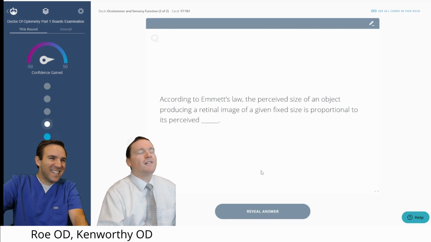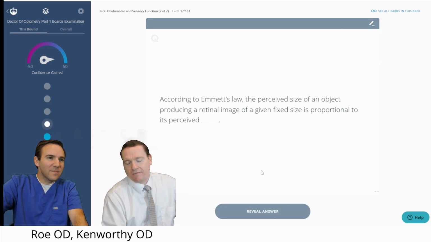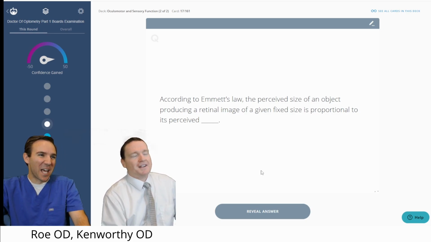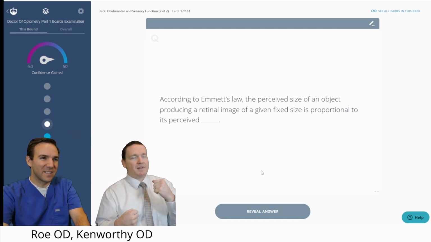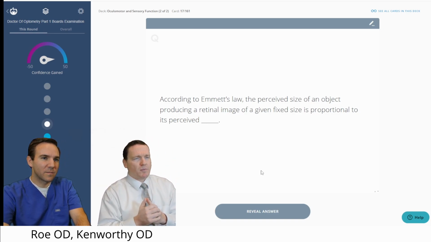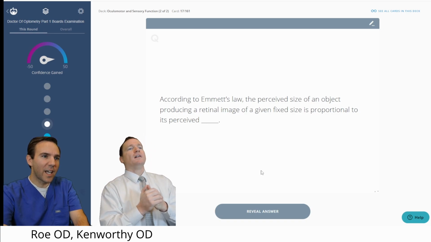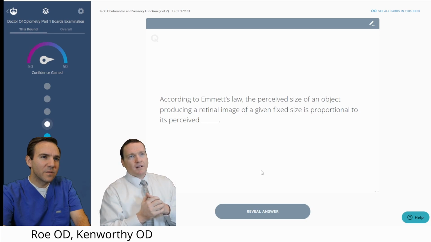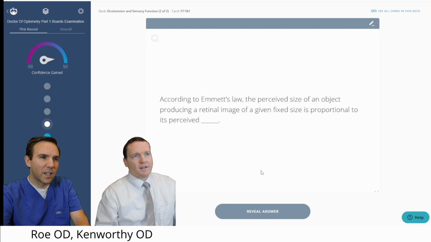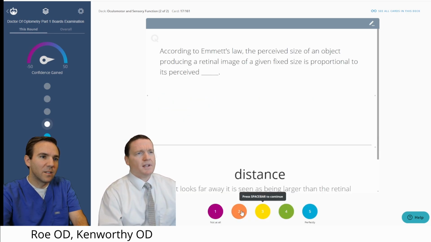All right. Oh, Emmert's Law. The perceived size of an object producing a retinal image of a given fixed size is proportional to its perceived... A lot of perceived in here. Depth? Is this a depth question? Be my guess, because it's the perceived size of an object producing a retinal image. So if an object producing a retinal image of a given size is proportional to its... Yeah, I would say depth. Or distance or something. Yeah, let's take a look.